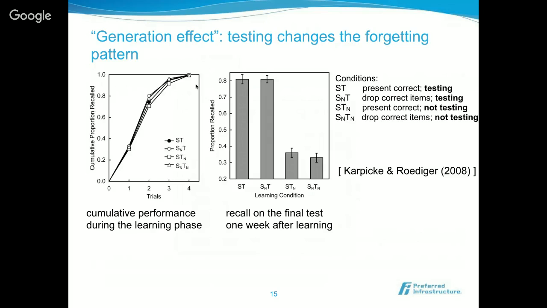This phenomenon was called the generation effect because there was a requirement for the learner to generate the correct answer rather than simply observe it. And based on this effect, a study technique called active recall is defined, where the learner has to effortfully produce an answer from memory, and this helps to improve on the forgetting pattern.